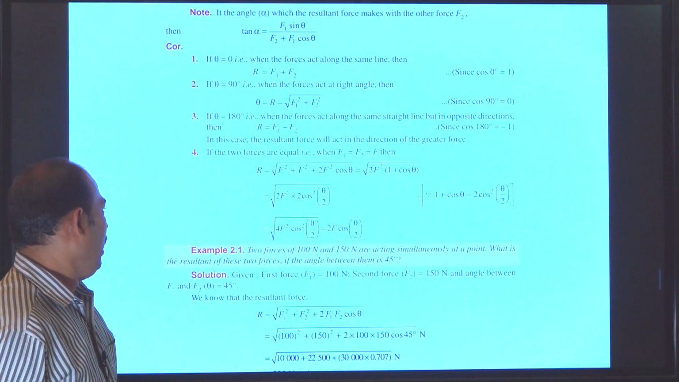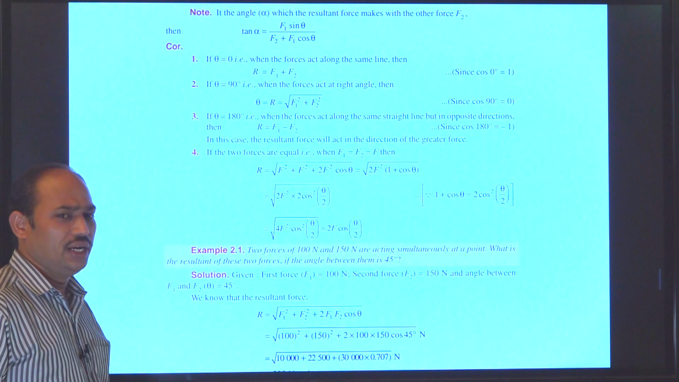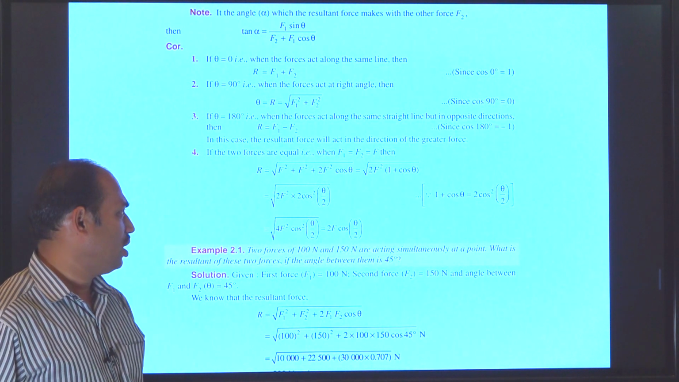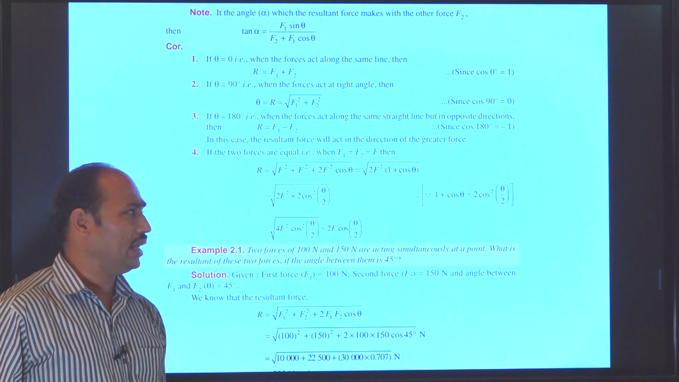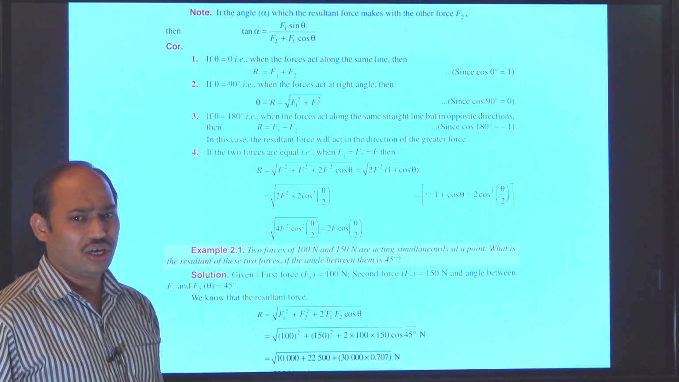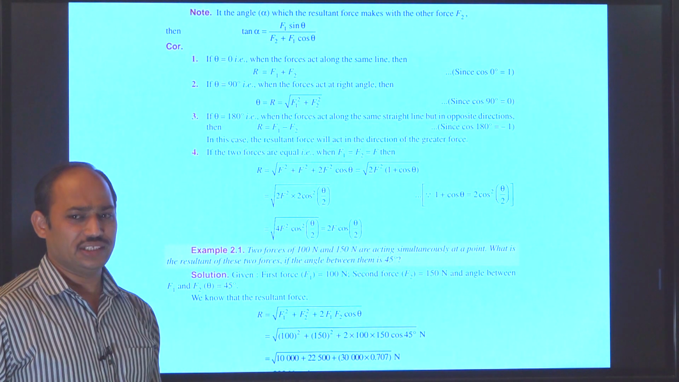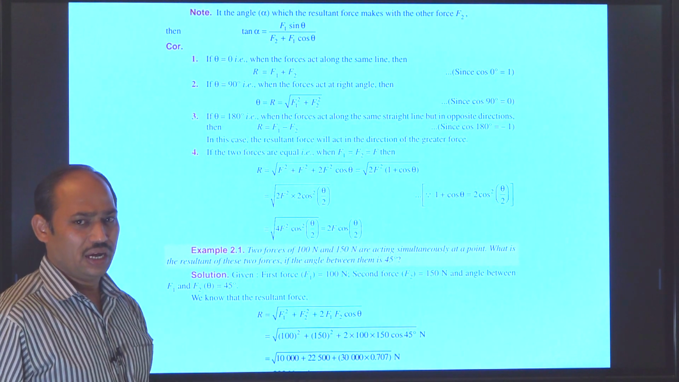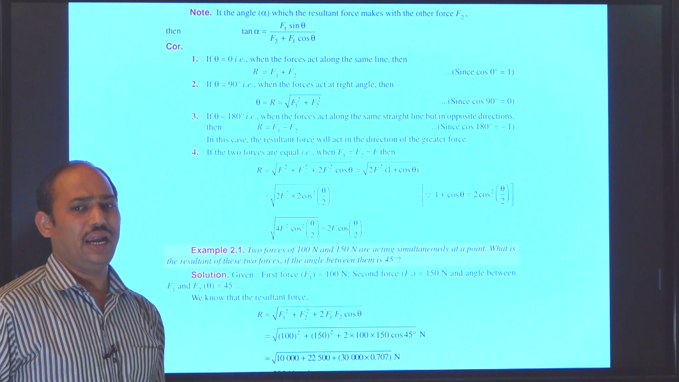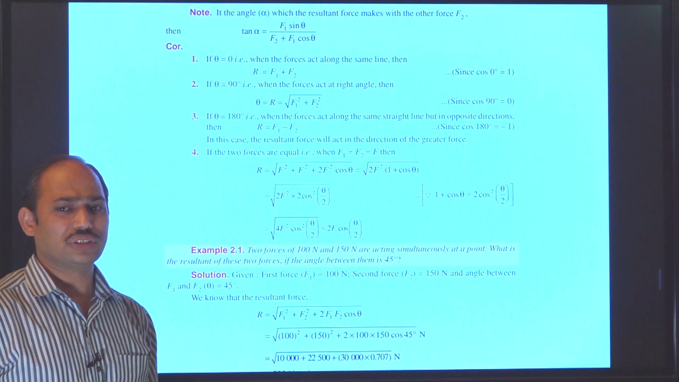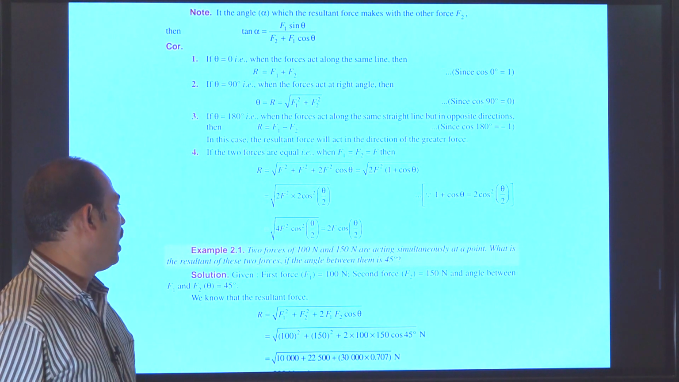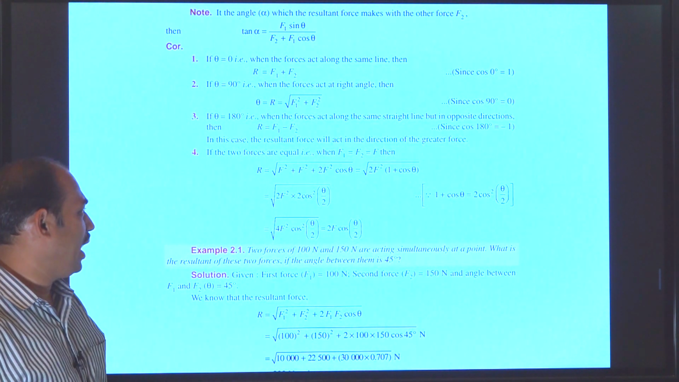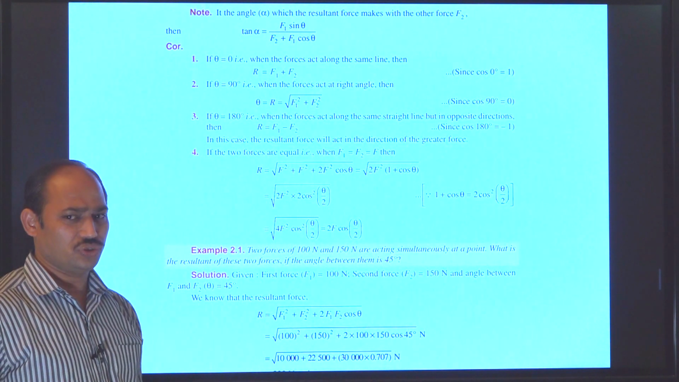Case number three, if theta is equal to 180 degrees, that is, when the forces act along the same straight line but in opposite directions, since cos 180 degrees is equal to minus 1. Substituting the value of cos 180 in the above equation, we get the magnitude of the resultant force R equal to F1 minus F2. In this case, the resultant force will act in the direction of the greater force.